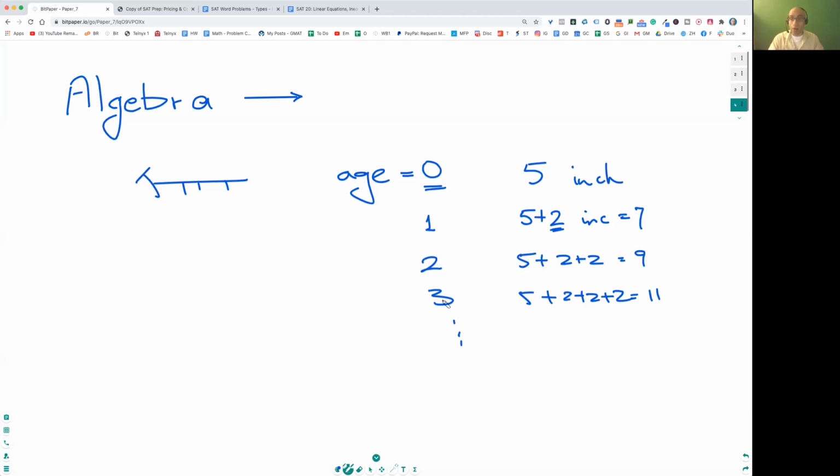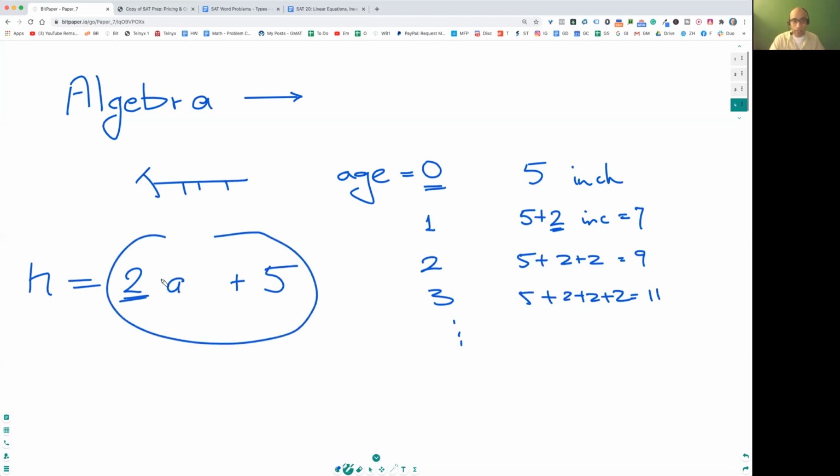So now the important part related to SAT is this: you're going to get the height of the dog is equal to this original height 5 plus the increase every year, which is 2, times the age. So you can see this is a very compact way of writing all of this information. Why? Because if you take the age to be 0, you plug it inside here, you get 0, so the height is 5.